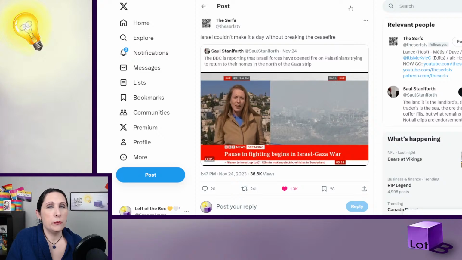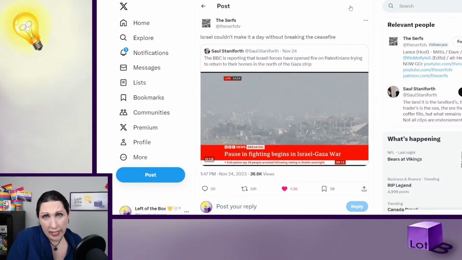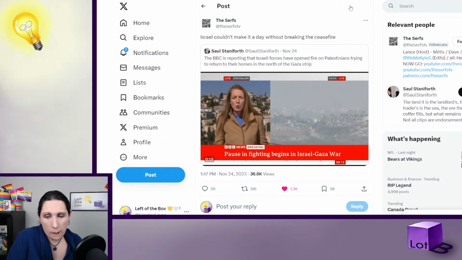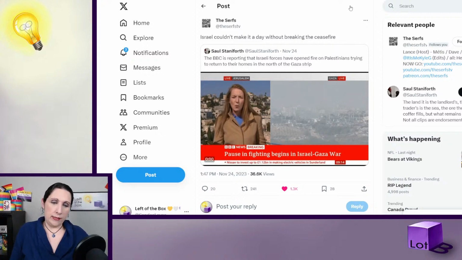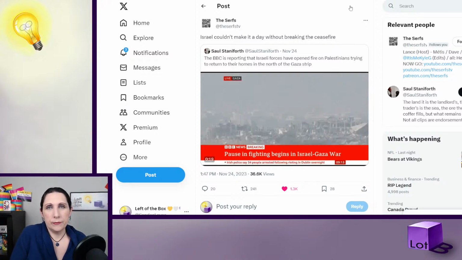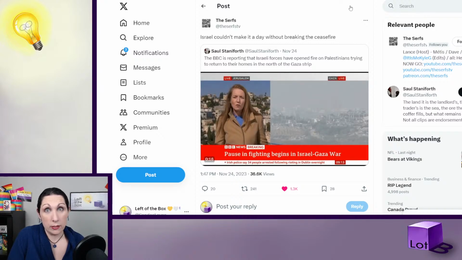So there was a tweet because a ceasefire was called, and Israel couldn't even make it a day without breaking the ceasefire. As far as I know, the ceasefire has been extended for a couple days now. But that hasn't stopped the killing, especially in the West Bank, because there's no ceasefire in the West Bank. It doesn't cover that. And deaths from settlers killing Palestinians there have been increasing quite drastically in the West Bank since all of this started, and the focus has been on Gaza.